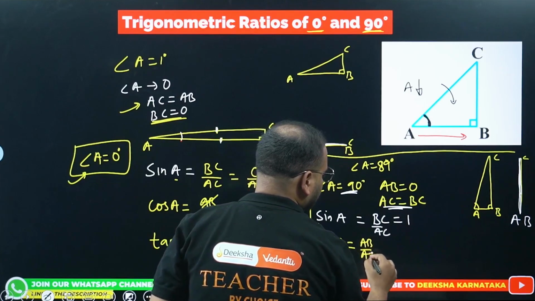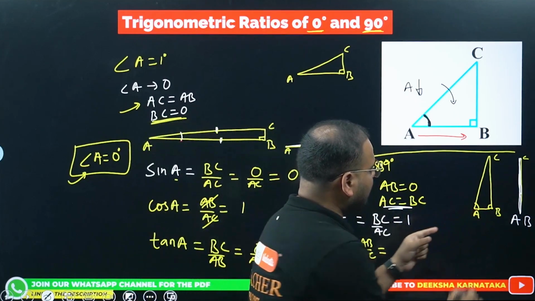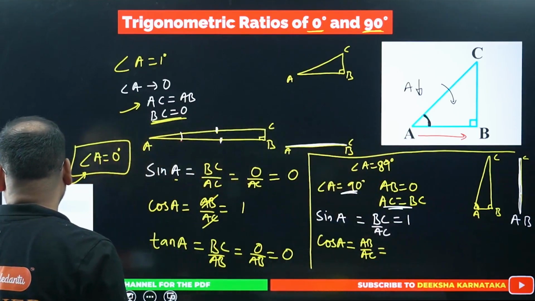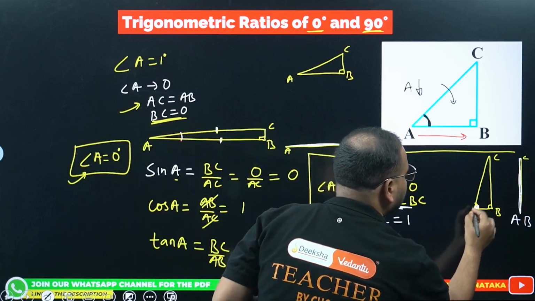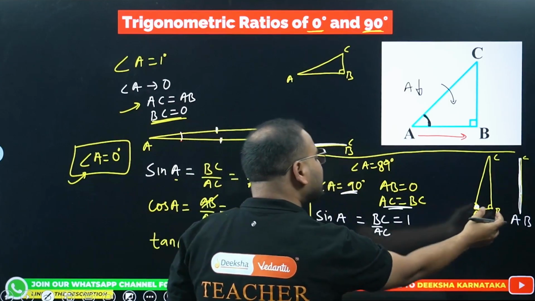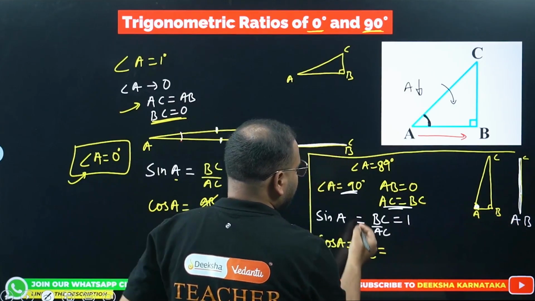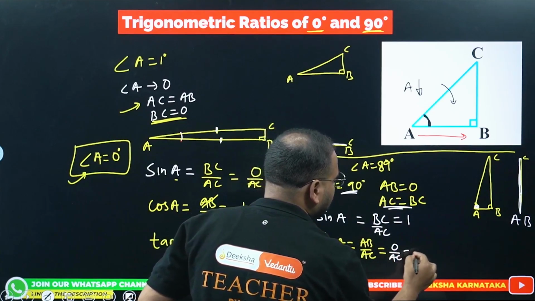AB by AC. Check here quickly. I'm taking angle A as my reference angle. For angle A, the adjacent side is AB. Even if it becomes 90 degrees, it will be 0 only, no? So AB will be 0. AC, whatever it is, doesn't matter, it will be 0.